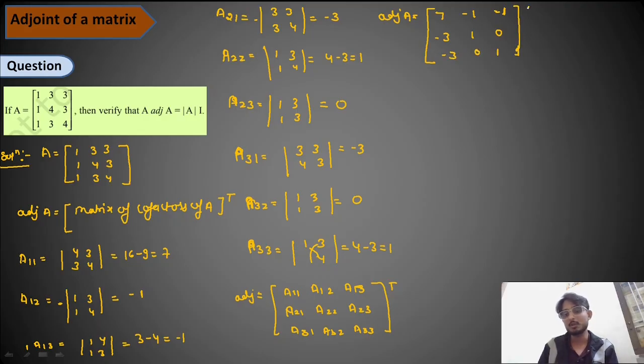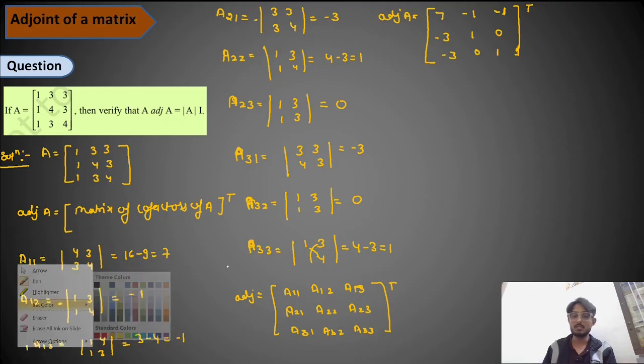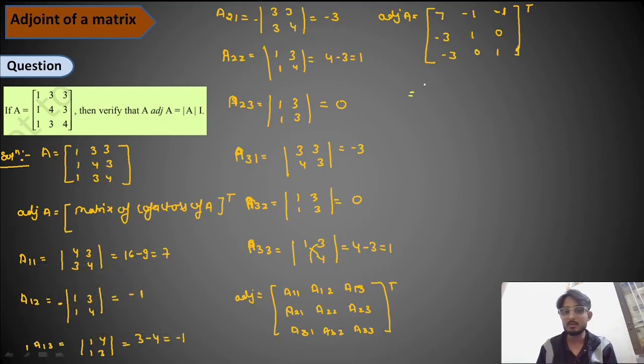Transpose of this matrix. What is the meaning of transpose? Transpose means interchange the column and row. Means try changing the column with row. Here the row is 7 minus 1 minus 1. When you interchange with the first column, you will get 7 minus 1 minus 1. Interchange this row with column, minus 3 1 and 0, and third row with column, minus 3 0 and 1. Okay, this is adjoint of A.